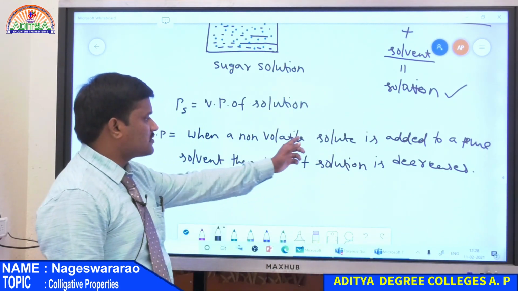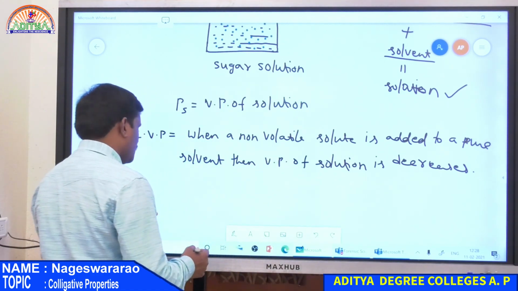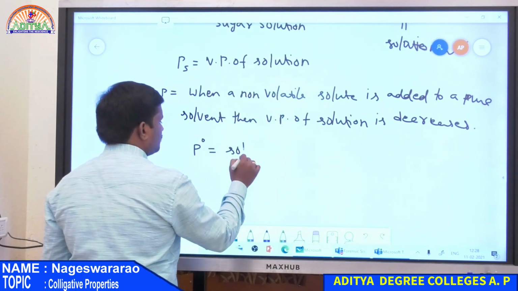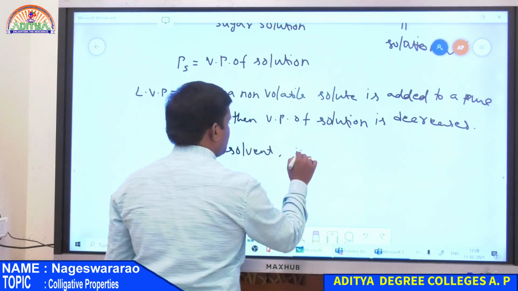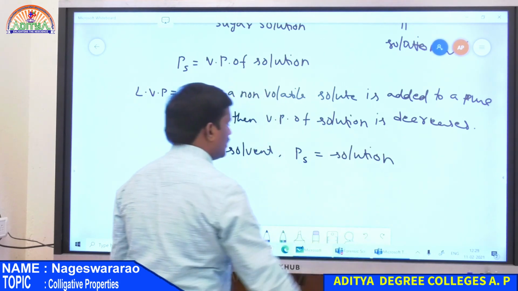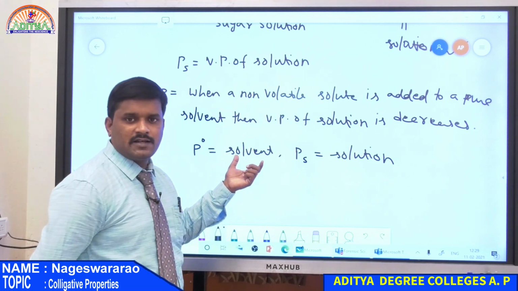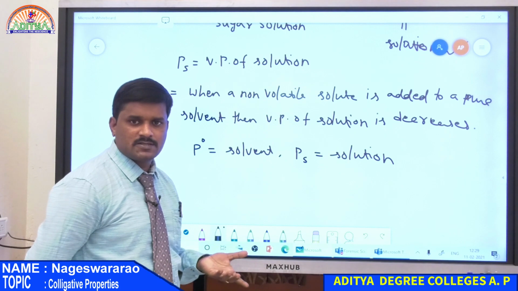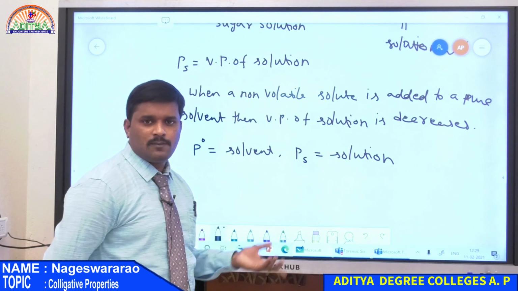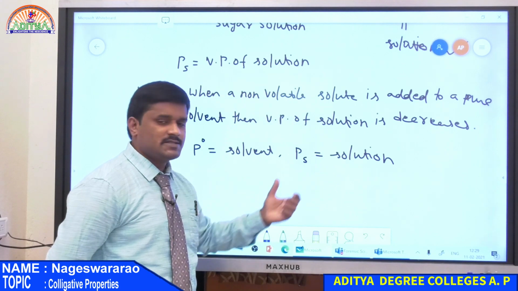When a non-volatile solute is added to a pure solvent, the vapor pressure of the solution decreases. So here we have two pressures: P naught, which is for the pure solvent, and Ps, which is for the solution. Which is more? Initially you have pure solvent, and all the molecules present at the surface exert some pressure with the atmosphere, whereas in the case of a solution, at the surface there are non-volatile particles. These are not volatile, which means the vapor pressure decreases.